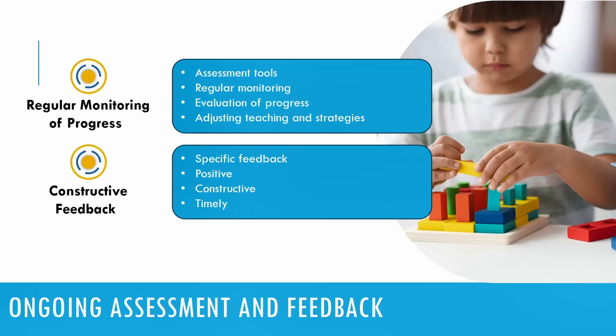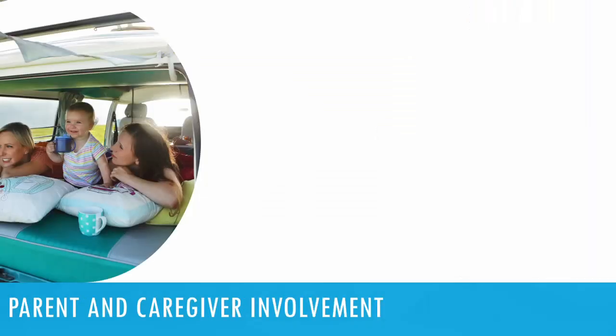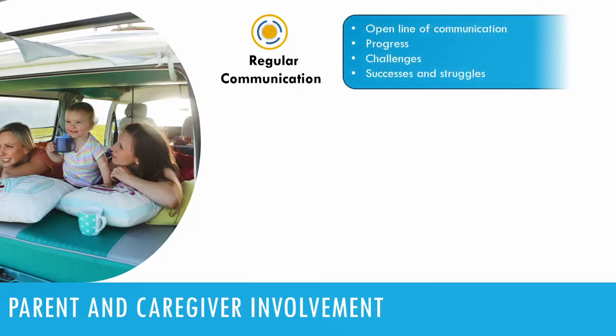Parent and caregiver involvement. It is important to involve parents and caregivers in the plan to help students with dyslexia. The involvement requires the following actions by the teachers and administrators. Regular communication. Keeping an open line of communication with parents and caregivers about their child's progress, challenges, and successes. Involving them in discussions about learning strategies and accommodations.